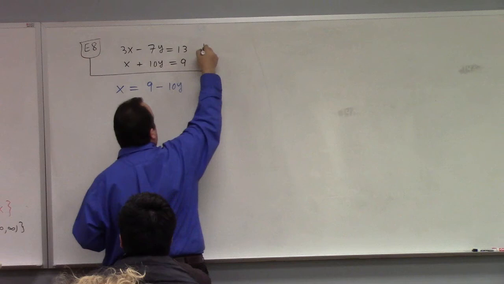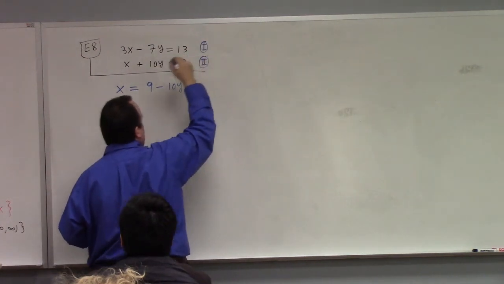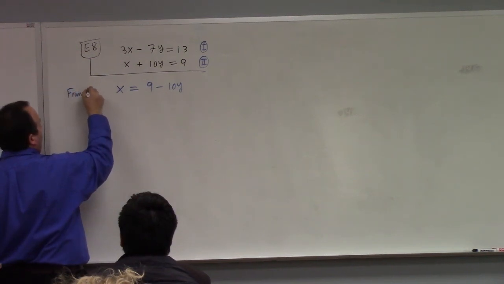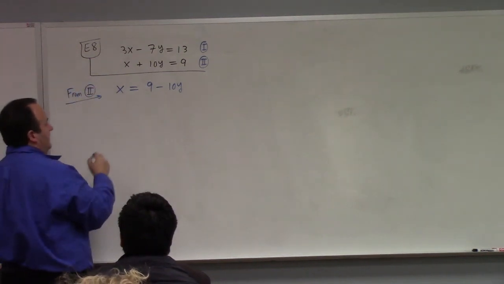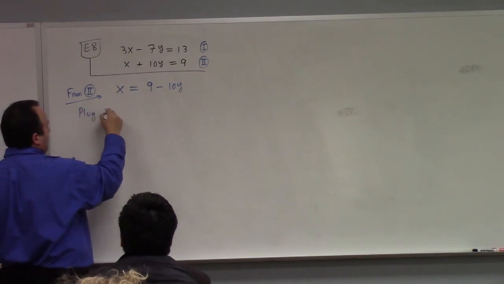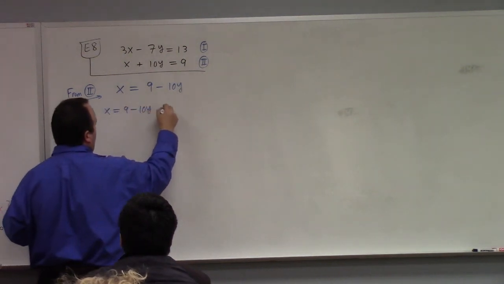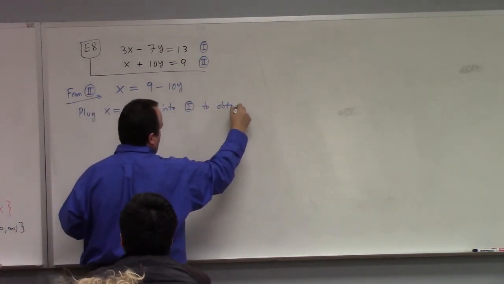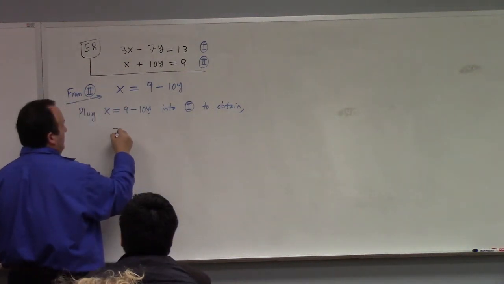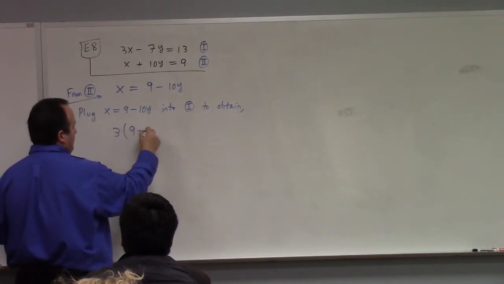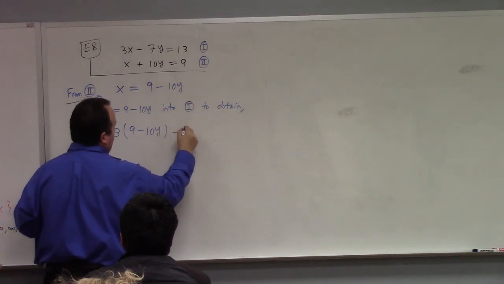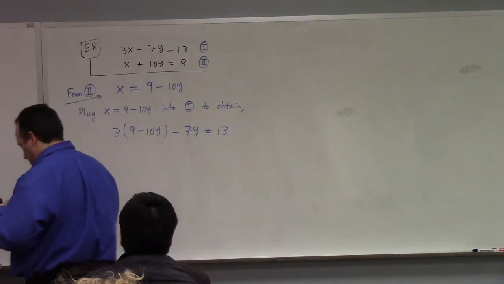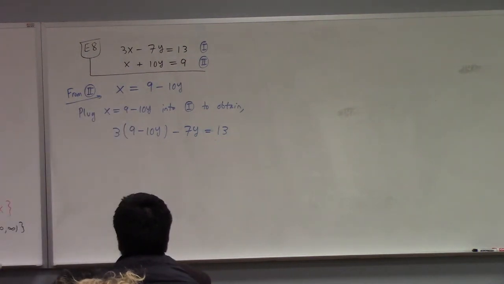And I usually like to number my equations so I can be accurate here. So from equation 2, we get that, right? And then plug x equals 9 minus 10y into equation 1 to obtain 3 times (9 minus 10y) minus 7y equals 13. And then what? Now I have one equation and one unknown.